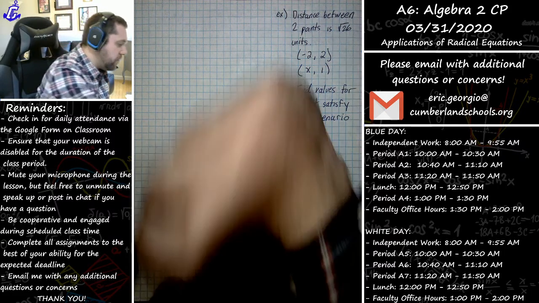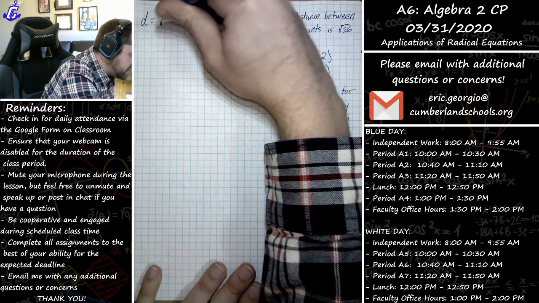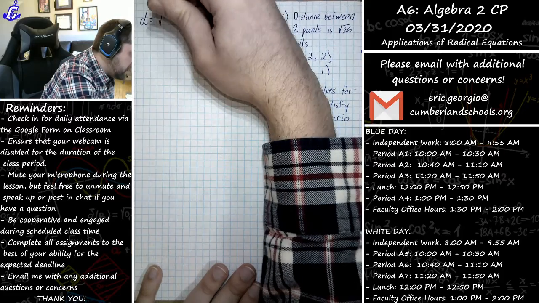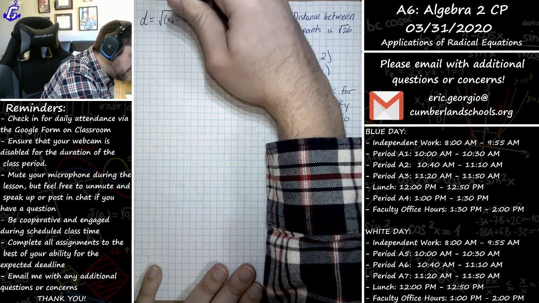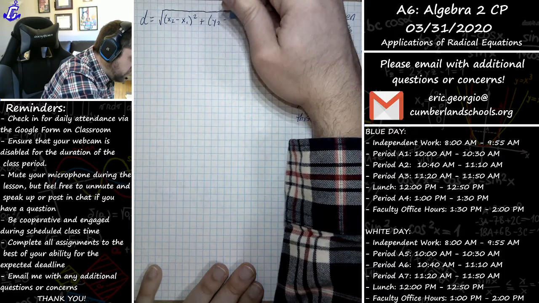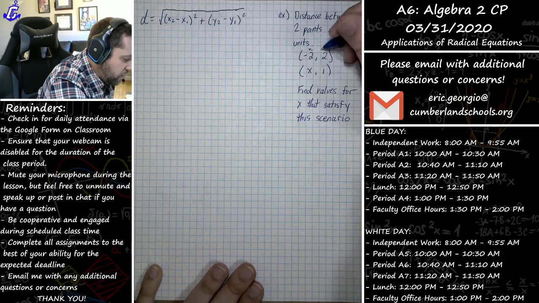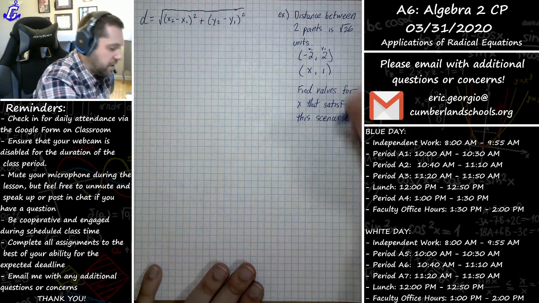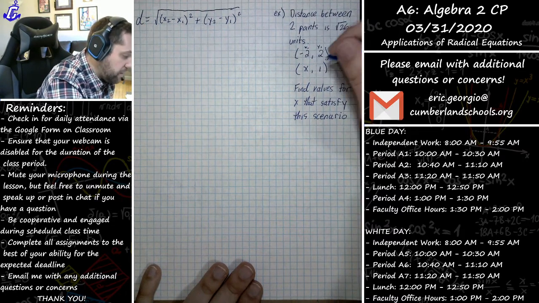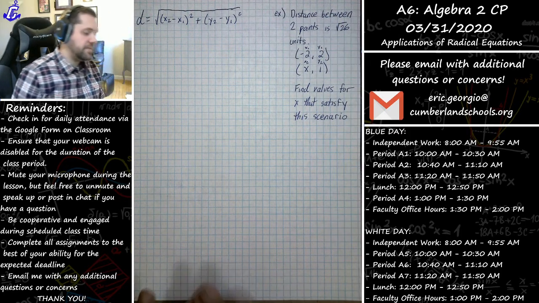And namely, we're looking at the distance formula, which you may remember is equal to, it might come back to you now as I write it here, the square root of x sub 2 minus x sub 1 squared plus y sub 2 minus y sub 1 squared, where x sub 1 and y sub 1 represent your first ordered pair coordinates, and x sub 2 and y sub 2 represent your second.